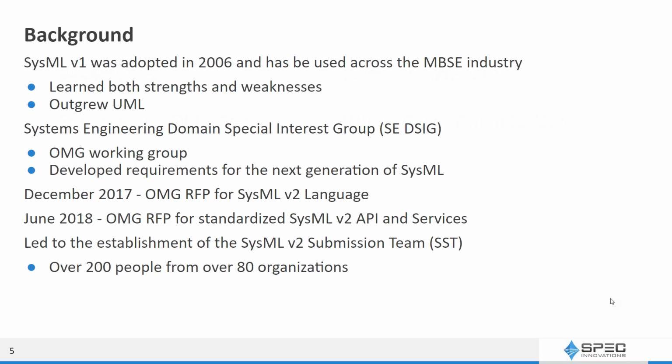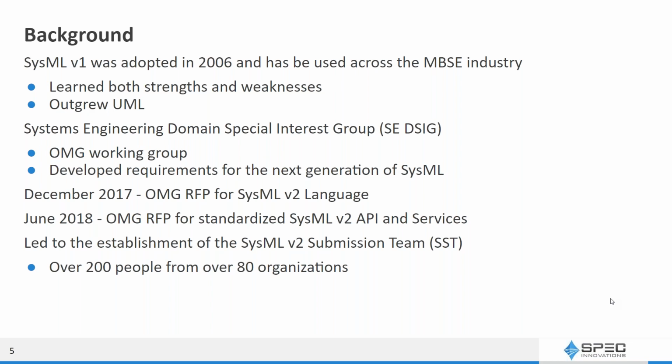So SysML V1 was adopted in 2006 and has been used across the MBSE industry. From its use, everyone's learned both strengths and weaknesses, and those weaknesses have prompted the creation of V2. It also outgrew UML. When building SysML, UML became difficult and SysML began to become its own language.